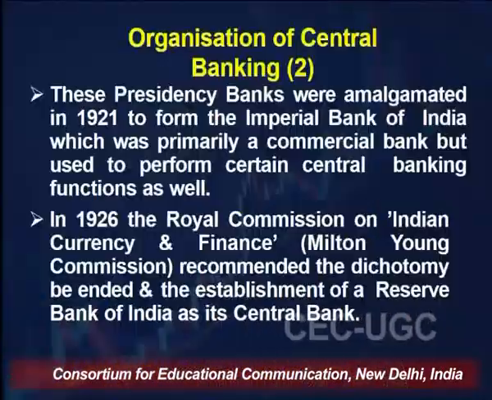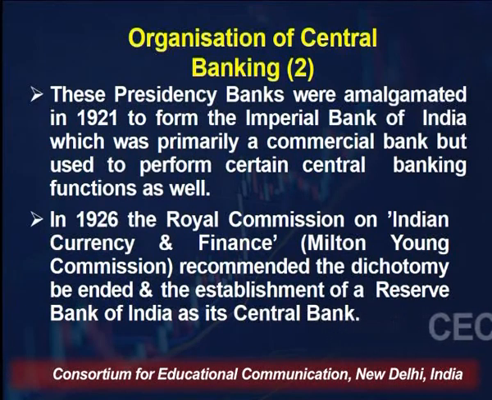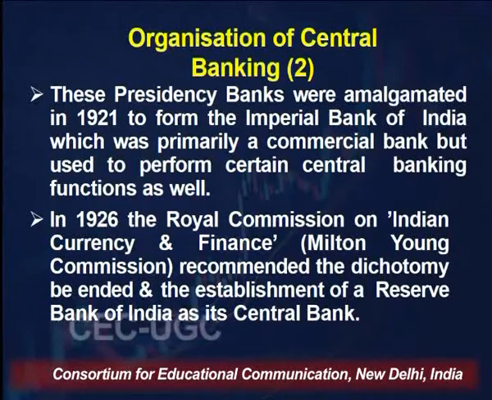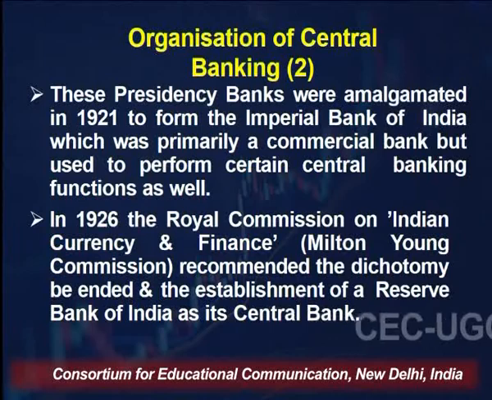Three presidency banks were established and started functioning in 1866. Along with their commercial functions, they undertook some functions on behalf of the government also. But these presidency banks were amalgamated in 1921 to form the Imperial Bank of India, which was primarily a commercial bank but used to perform certain central banking functions as well.